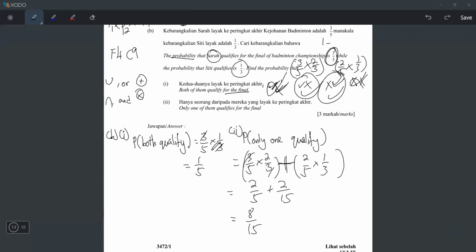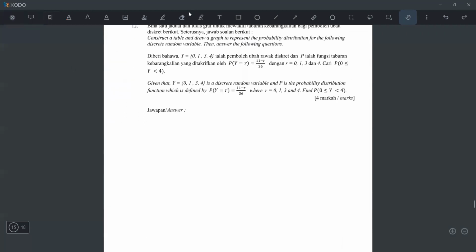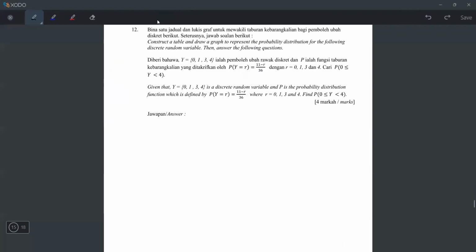Okay, so let's continue with question number 12. This is the last question for section A, and then 13 will be section B already. Okay, let's go. 12. Construct a table and draw a graph to represent property distribution.